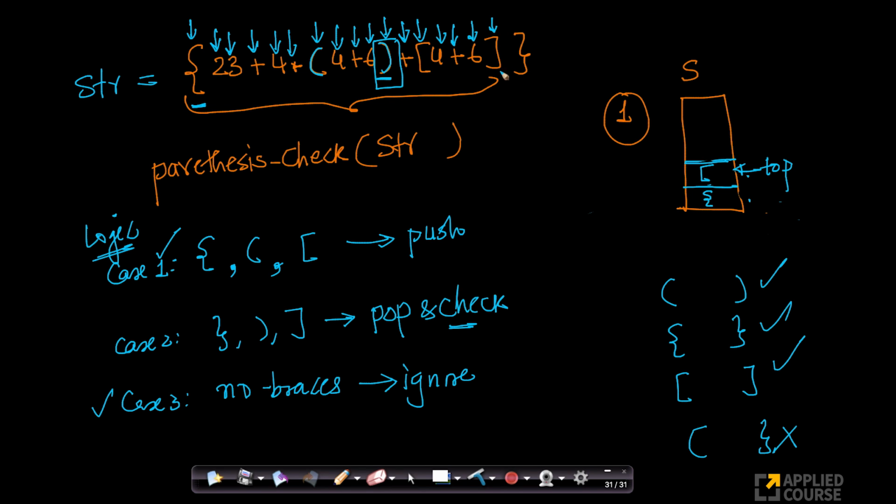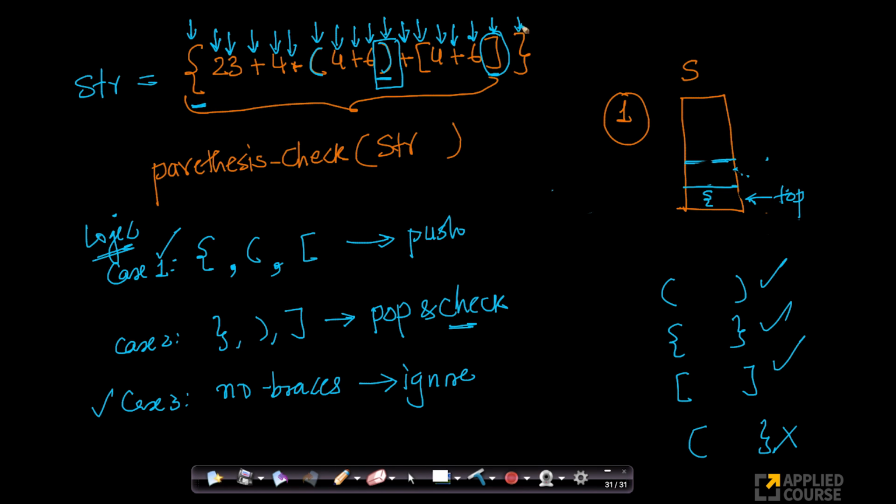Next comes this. Now what do I have? I have a closed rectangular brace. Whenever you see a closed brace, what should you do? You should pop and check. When I pop, what happens? I get an open rectangular brace, and I have a closed rectangular brace. Both of them match, right? So no problem. I popped it, everything looks good. Now my top changes to this, and this is done. Now this is also processed.